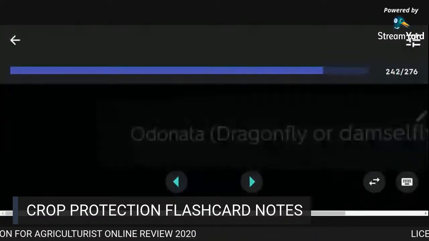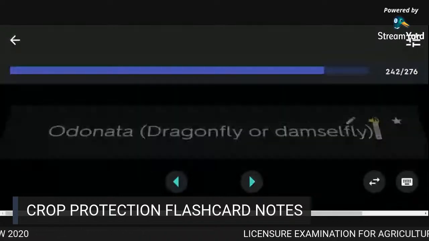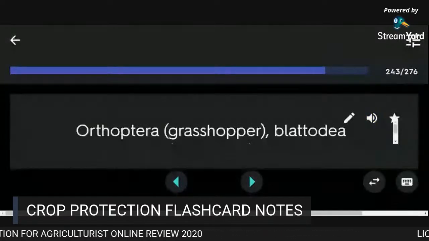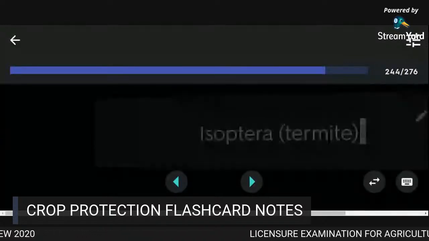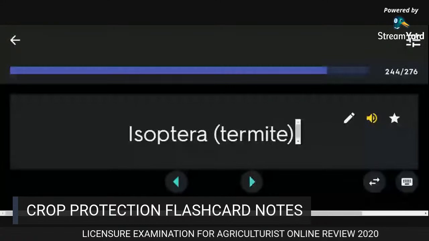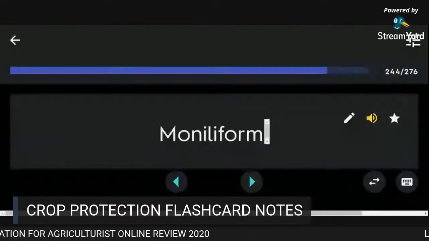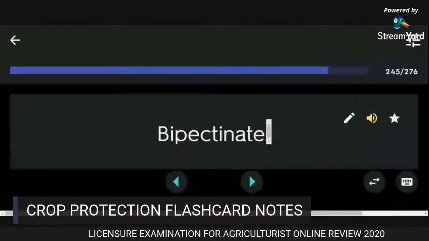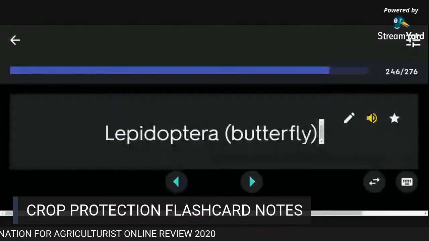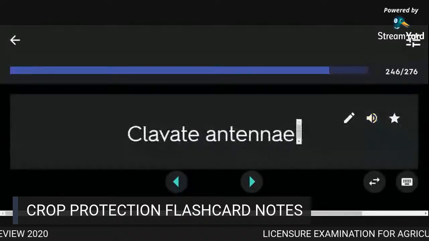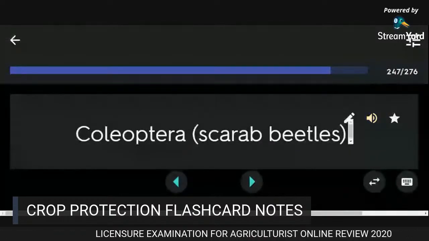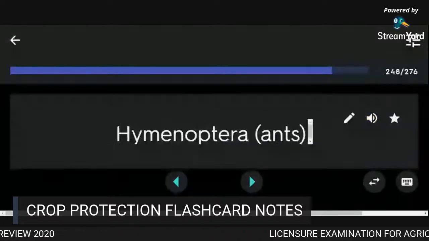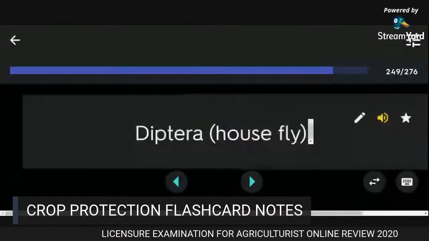Setaceous antennae: Orthoptera, Blattodea. Filiform. Moniliform: Lepidoptera. Bipectinate: Lepidoptera. Clavate antennae: Coleoptera. Lamellate: Hymenoptera. Geniculate: Diptera. Aristate.